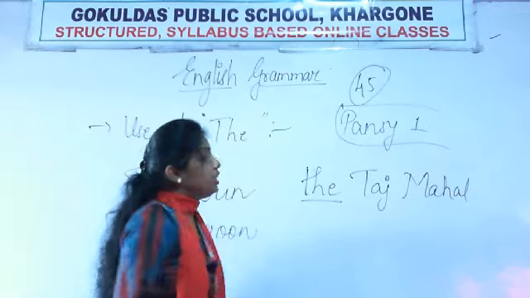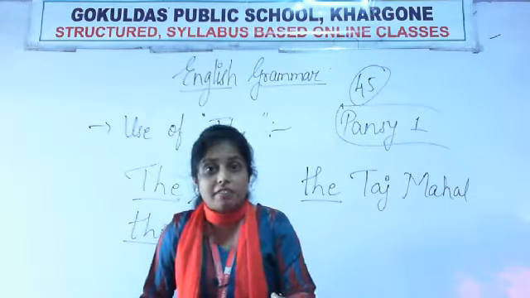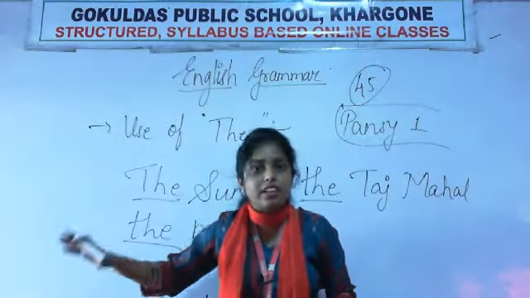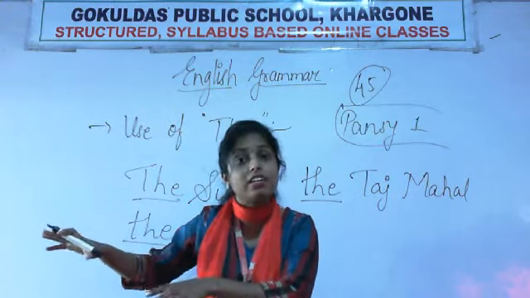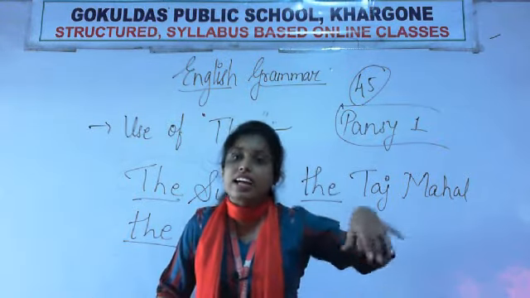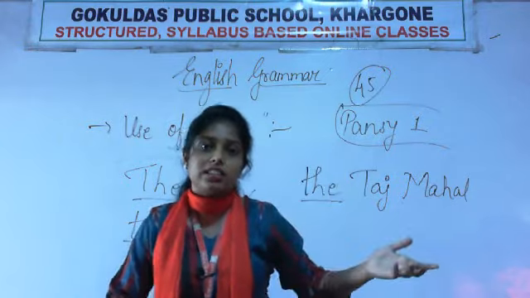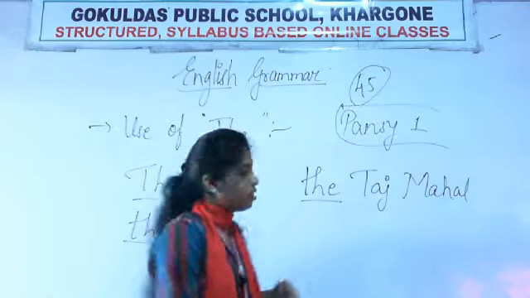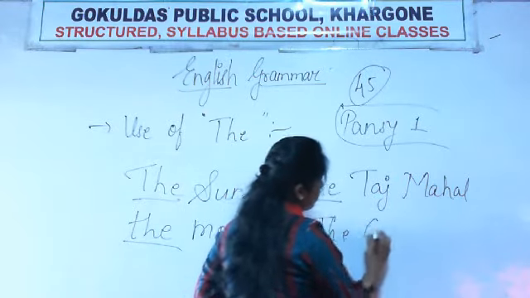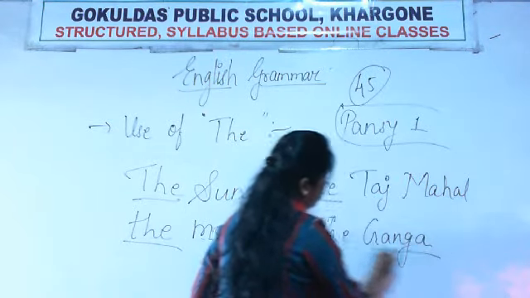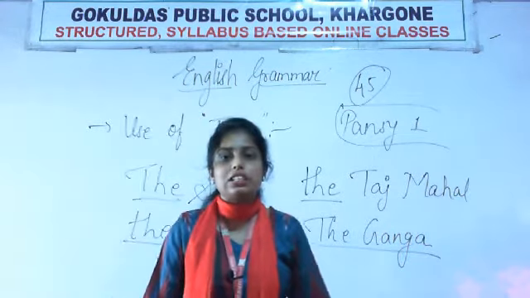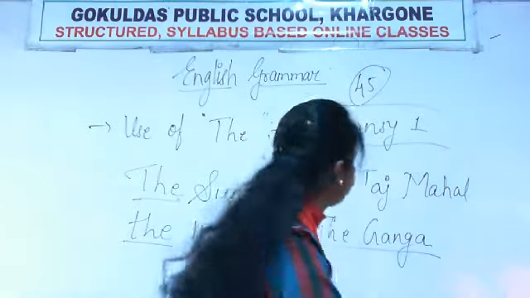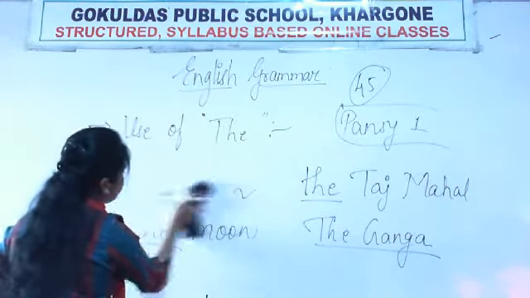Okay, the Taj Mahal. Then, like the Ganga, when you are talking about some rivers, there is only one river named Ganga, only one river named Yamuna, Saraswati, etc., right? So with the names of rivers also you use the. Okay, for example, the Ganga. Alright. So here is another use of the. The is used with unique things. Okay. Then the third use of the.